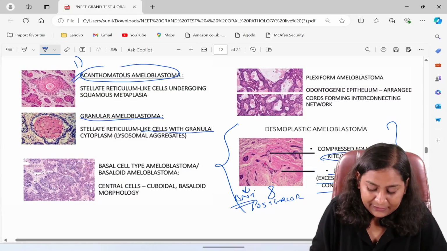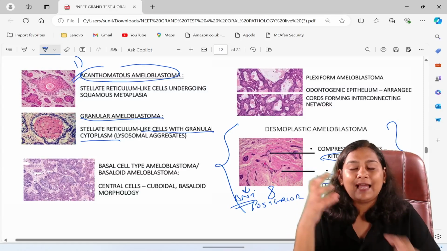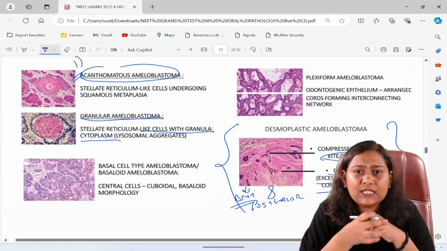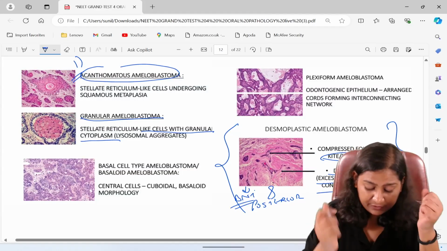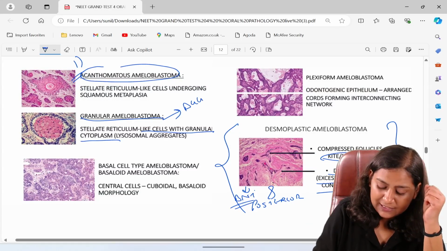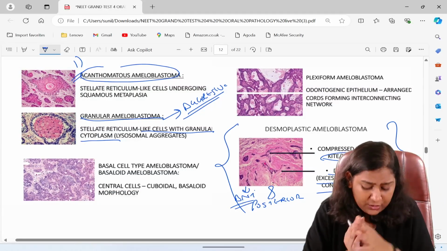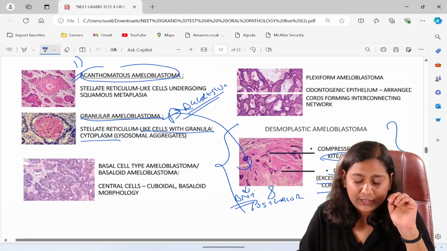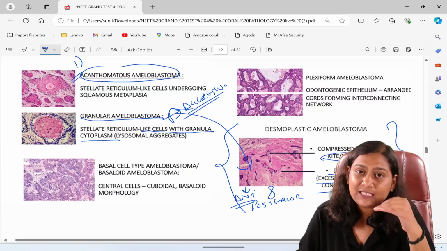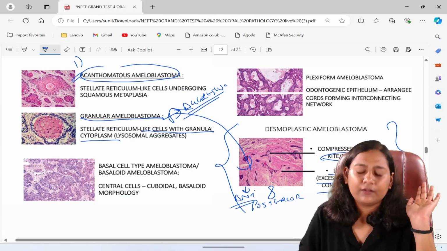Granular. Now, in the stellate reticulum like cells, granules will be seen. These granules are formed from lysosomal aggregates, and these are very aggressive. So this is considered the aggressive form of ameloblastoma. Now there is a slight confusion between the granular and desmoplastic ameloblastoma. Desmoplastic is also considered a very aggressive form of ameloblastoma, but a high recurrence rate is seen in granular ameloblastoma.